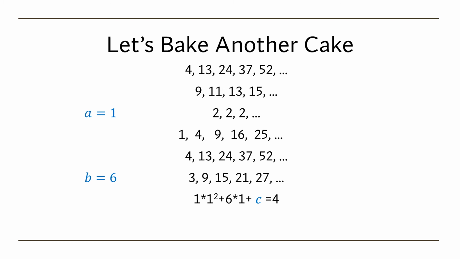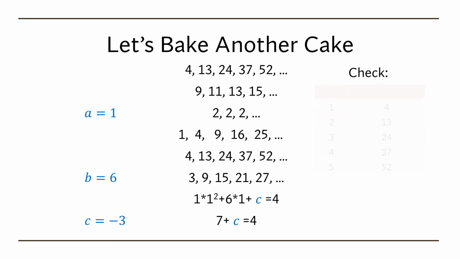And so we plug that in for the first element of the sequence, 1 times 1 squared plus 6 times 1 plus C is equal to 4. The 4 is there because that's the first element of the original sequence. Then doing a little computation there, 1 times 1 squared, that's 1, plus 6 times 1, that's 6. 1 plus 6 is 7. 7 plus C is equal to 4, and so therefore C must be equal to -3.